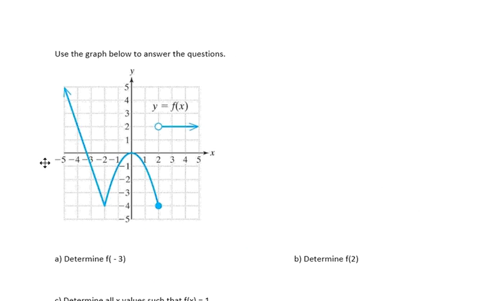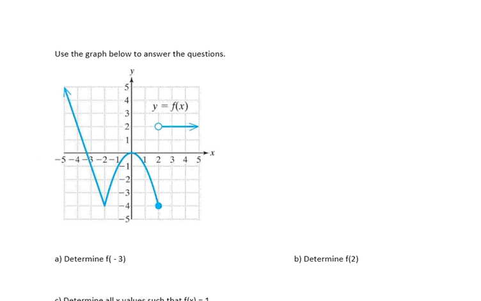So the last thing I would like to do in this video is I'm going to use this graph to answer questions. We talked about earlier that we can graph functions on a coordinate plane. So we know y is equal to f of x here. I want to answer these questions.